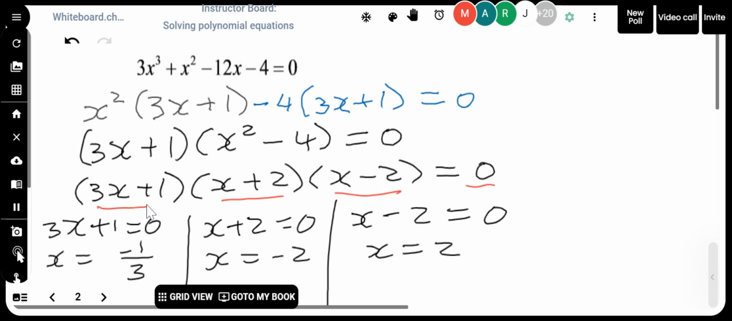So I take each one of them and set them equal to 0. I took the 3x plus 1, I set it equal to 0 down here. Then I solved it. I took the x plus 2, set that equal to 0, and I solved it. Took the x minus 2, set that equal to 0, and I solved it.